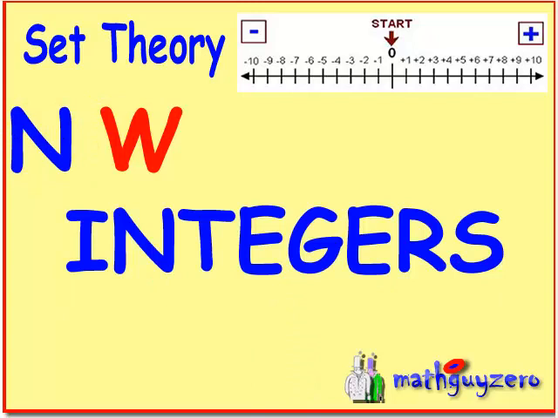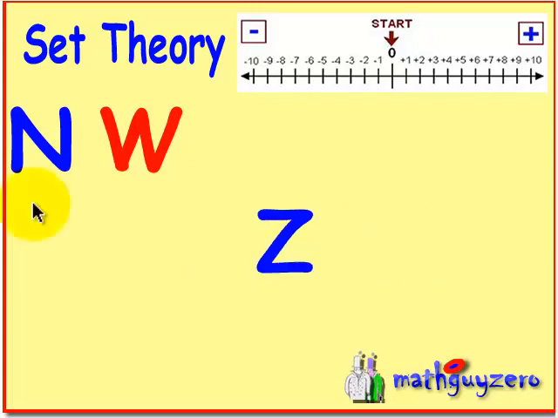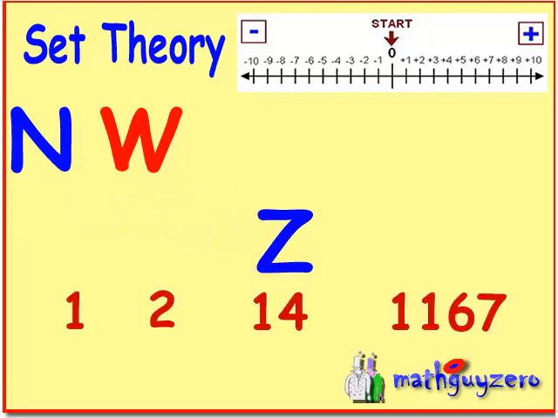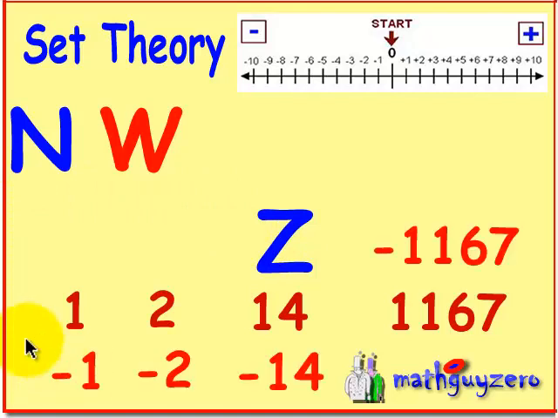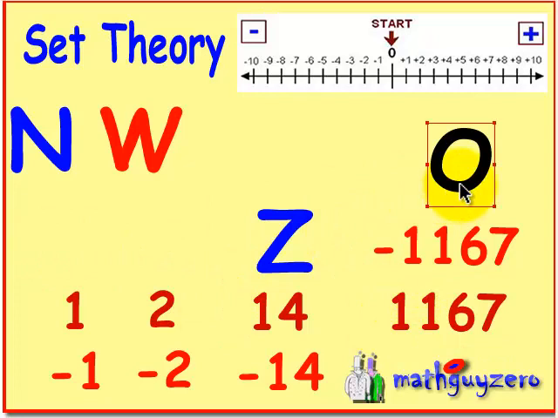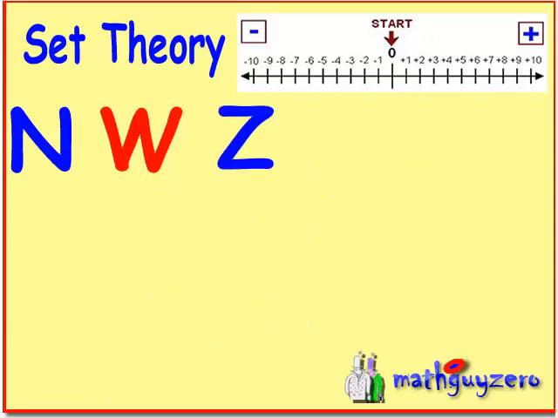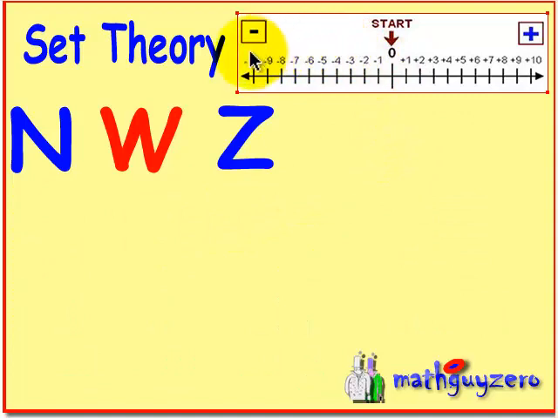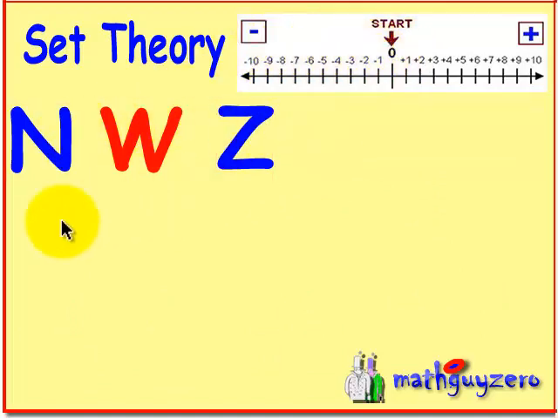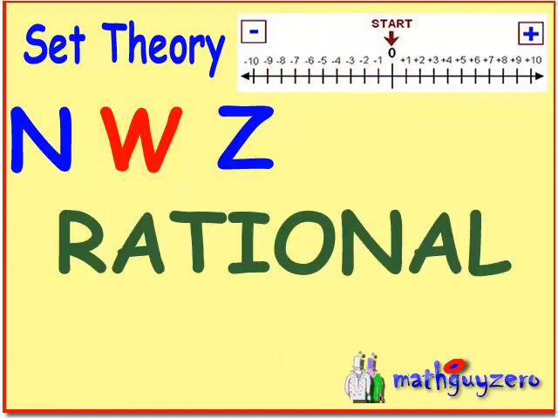Next up is the integers. The integers are all the whole numbers and their opposites. We represent it with the letter Z, not the letter I, that's coming later, but the letter Z. Z stands for integers. And again, it has all the whole numbers and their opposites. So integers are negative whole numbers and positive whole numbers, and of course, 0. Good old 0. So those are the integers, and again, all of these numbers are on that number line somewhere.